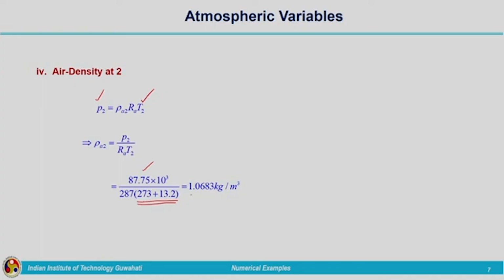It can be calculated as 1.0683 kilogram per meter cube. Air density at section 2 is 1.0683 kilogram per meter cube.